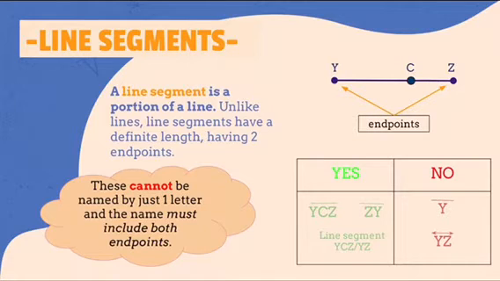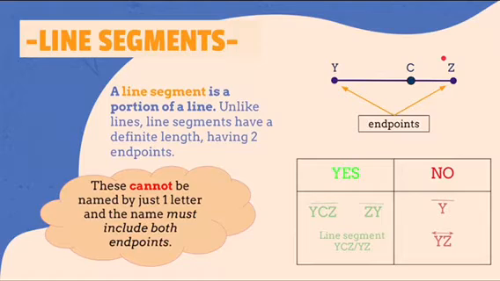So, for example, let's say we're going to name this line segment in here. Now, we could call it line segment YCZ because it includes both endpoints and additionally includes C. We could also just call it line segment YZ because it includes the endpoints as our rule.